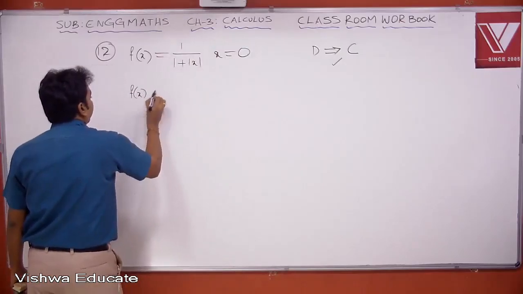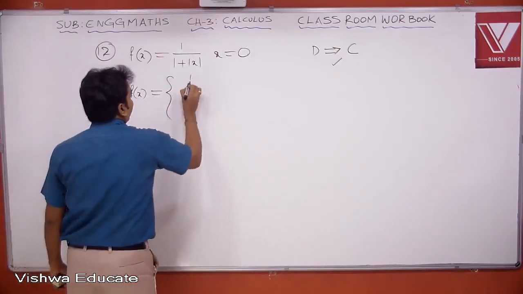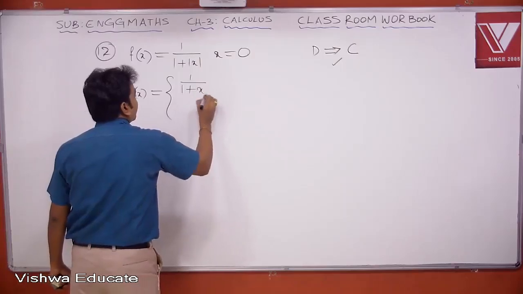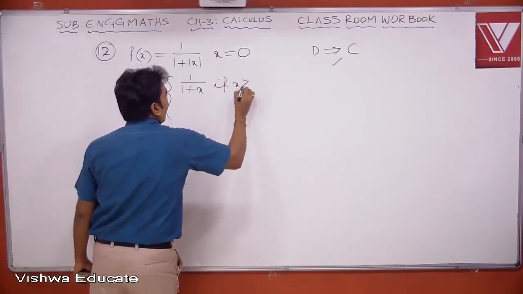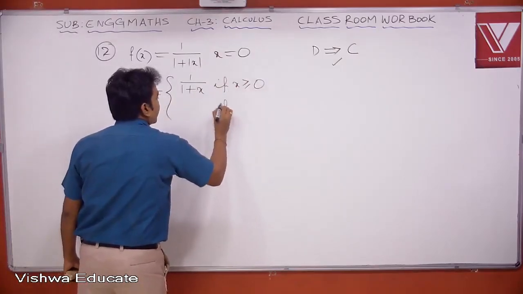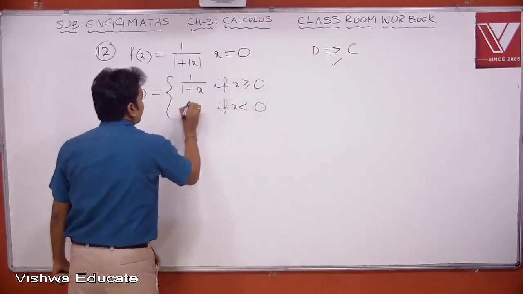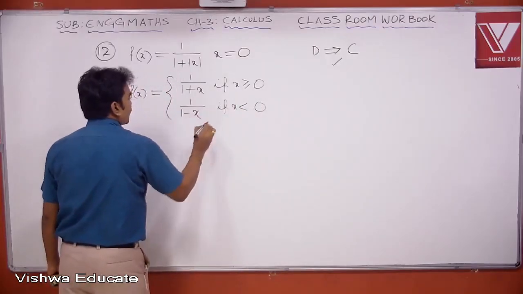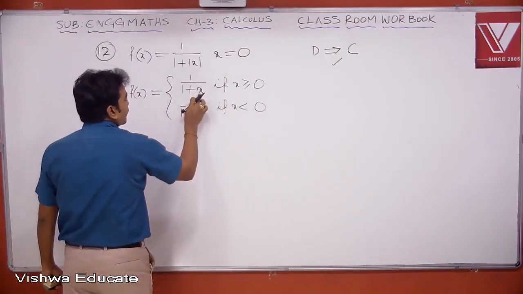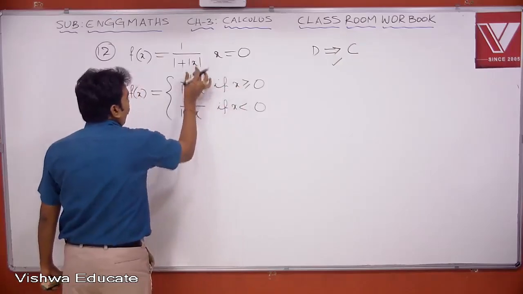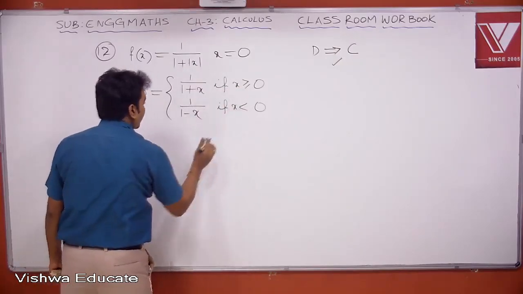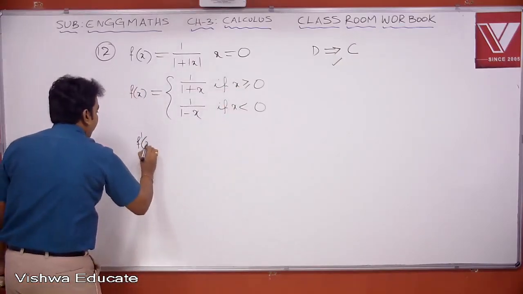Now before that, redefine this function: f of x equal to 1 by 1 plus x if x is greater than or equal to 0. If x is less than 0, then this function becomes 1 by 1 minus x. Because mod x is x when x is non-negative. Mod x is minus x if x is less than 0.